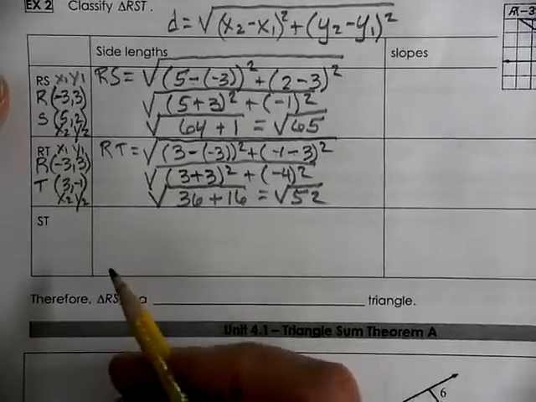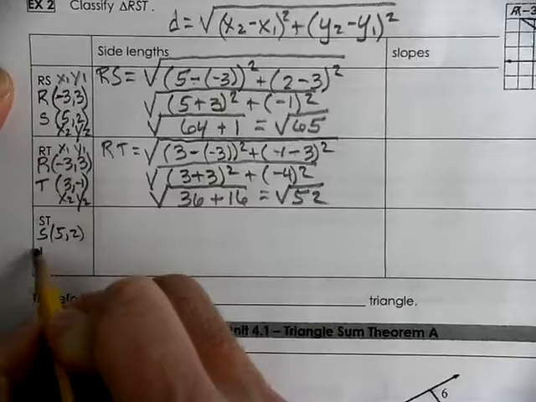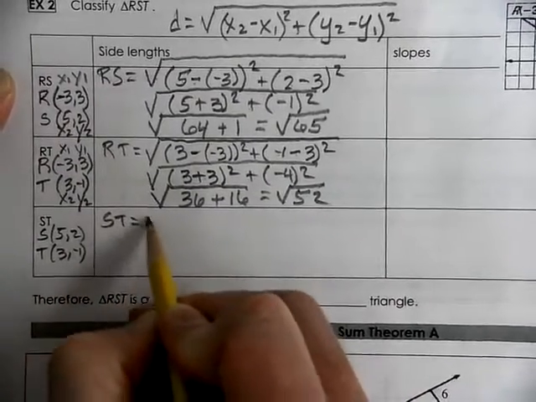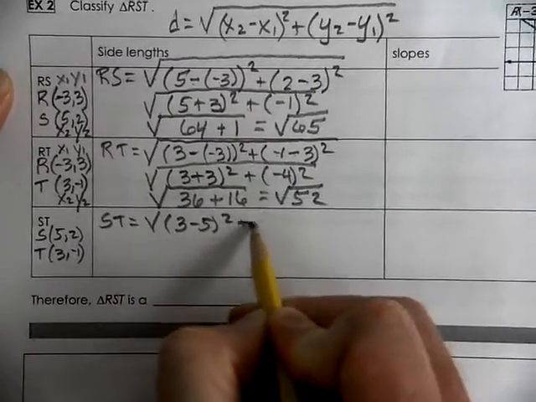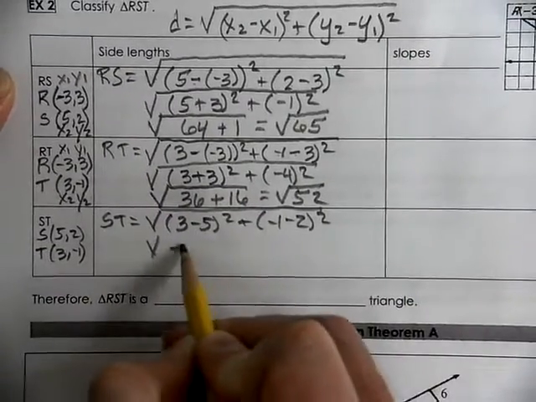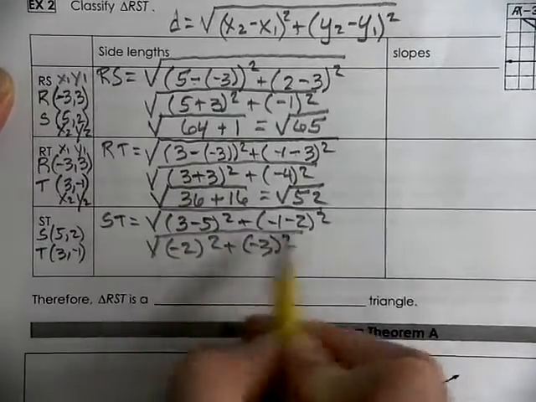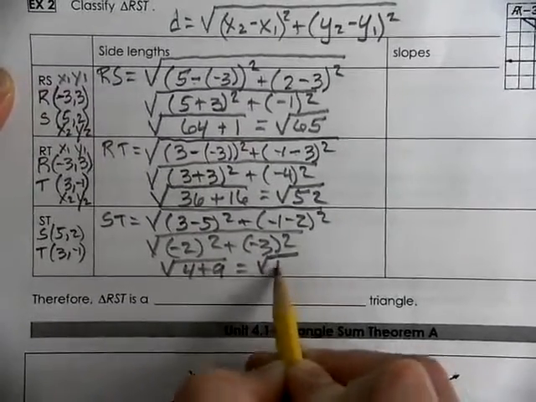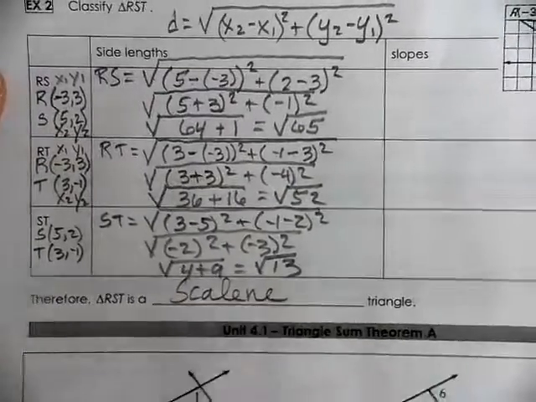We can do it again for ST. If S is 5, 2, and T is 3, negative 1, we take our 3 minus 5 squared plus negative 1 minus 2 squared. That would give us negative 2 squared plus negative 3 squared. And that comes out to be 4 plus 9, which is the square root of 13. So this gives us a scalene triangle.